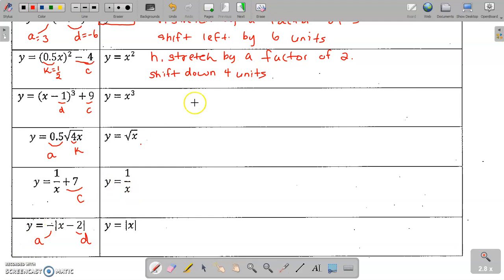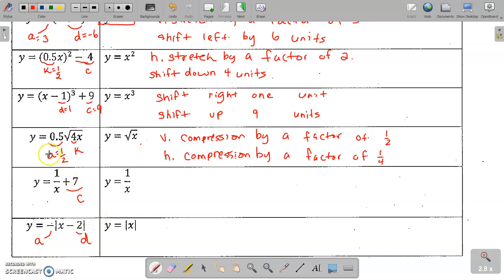So maybe what I'll do is one at a time. If you look at the first one, 0.5 is 1 over 2. That's your k value, so that would result in a horizontal stretch by a factor of 2. So it's 1 over k, so 1 over 1/2 is equal to 2. And c is minus 4, so we would shift down 4 units. When your d equals 1, that results in a shift right by 1 unit. And when your c equals 9, the original graph will be shifted up 9 units.